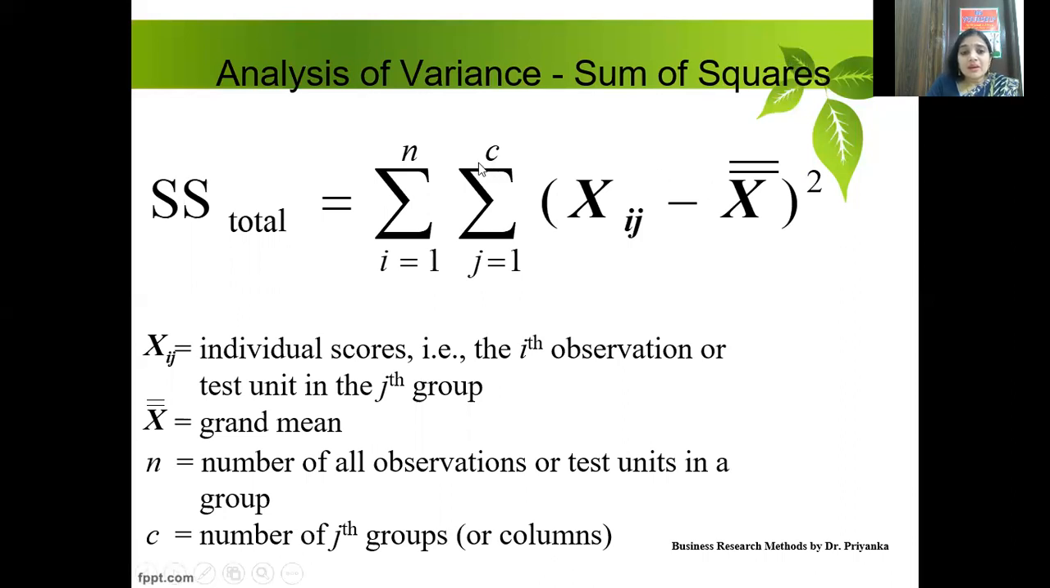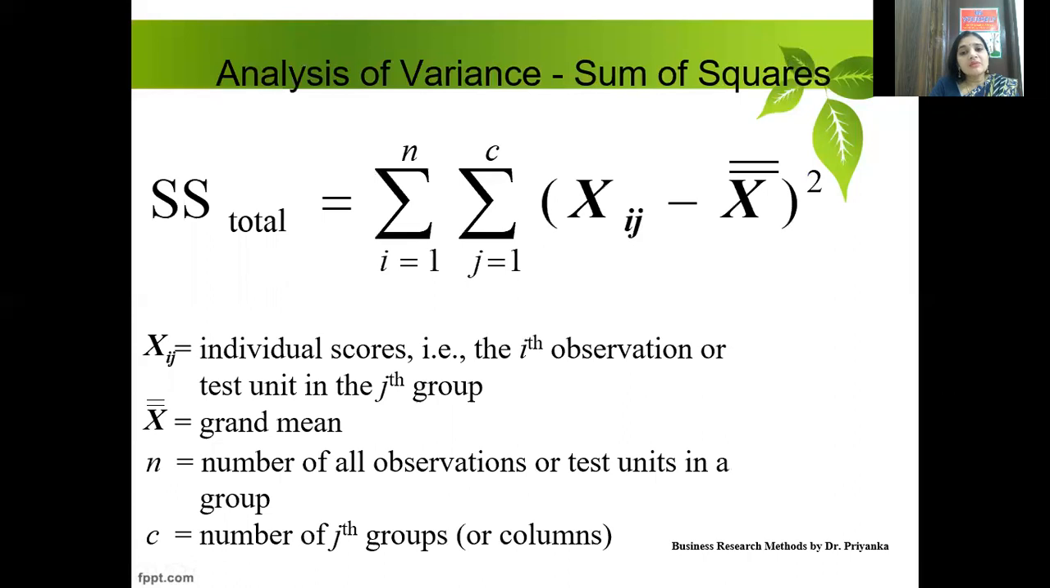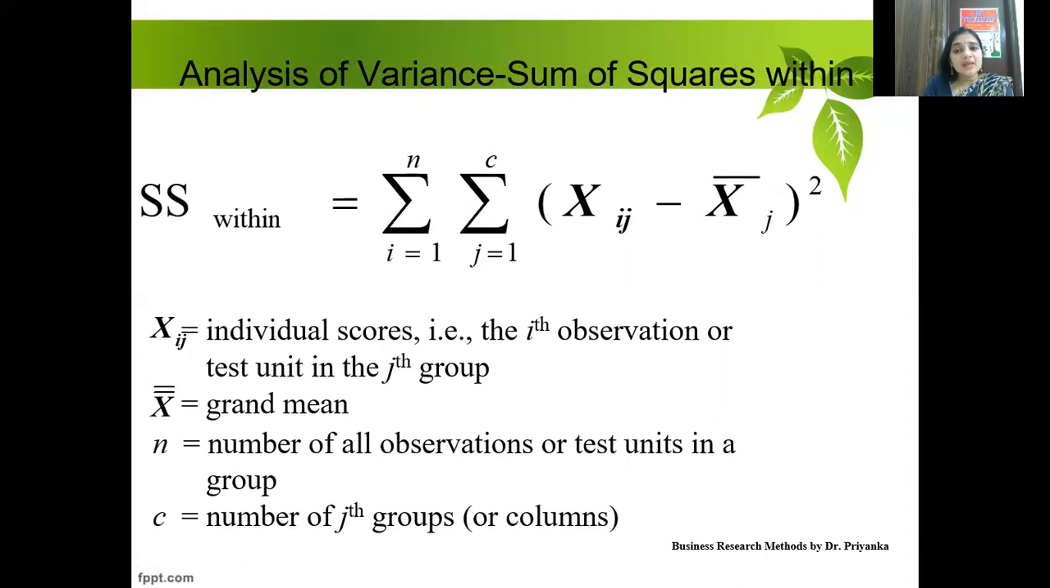And then here i is the observation, the ith cell we are talking about, and n is all the observations or test units in a group. And when we talk about j is equal to 1 up to c, that means we are talking about columns, right? This was SS total, then SS within. You can see the formula is almost the same. Here we were using xij minus grand mean, but here it is the mean for the jth column. All the other values would be the same here.